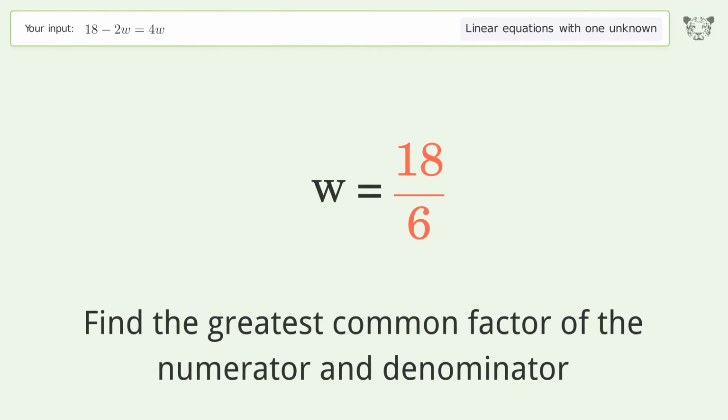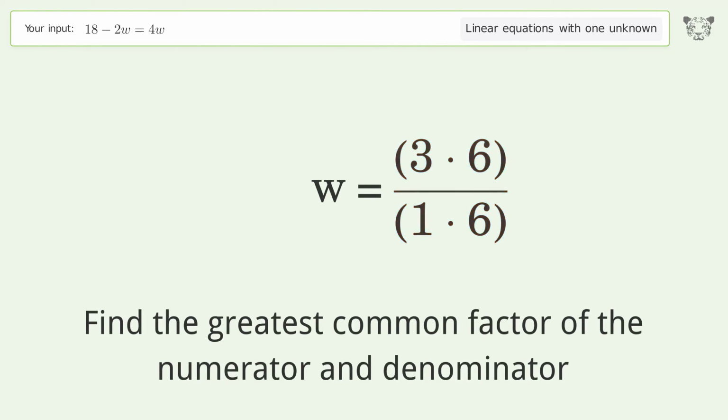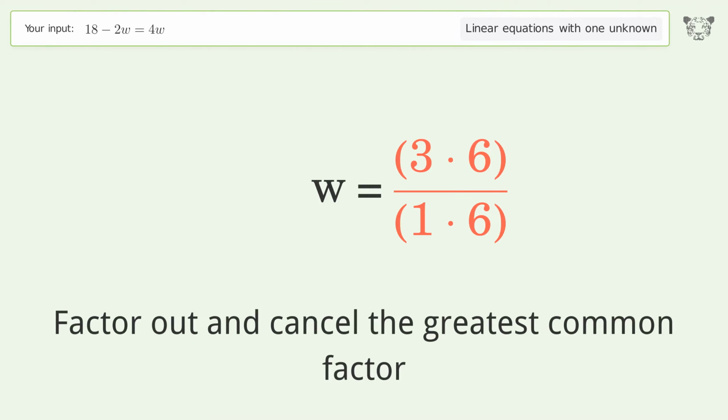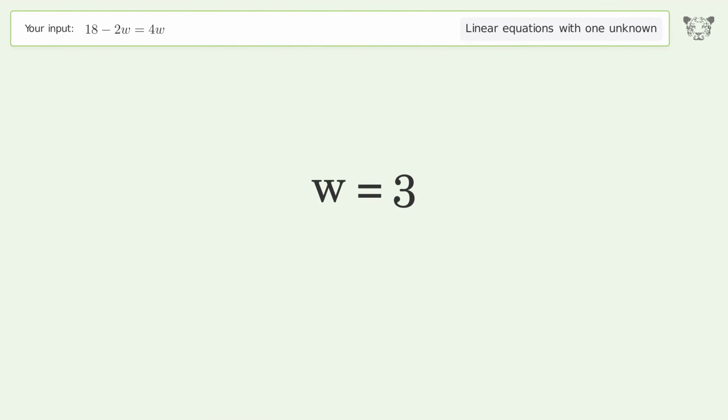Find the greatest common factor of the numerator and denominator. Factor out and cancel the greatest common factor. And so the final result is w equals 3.